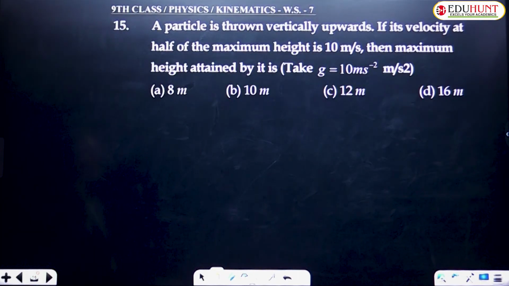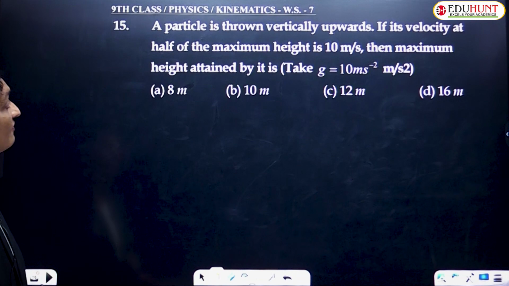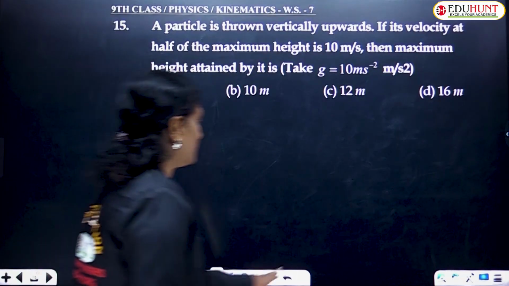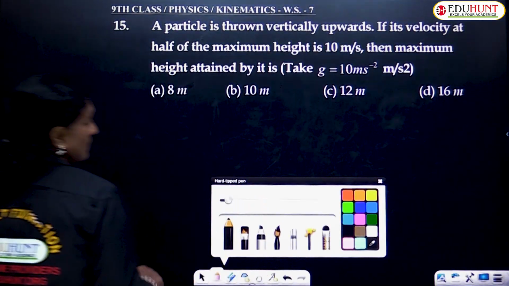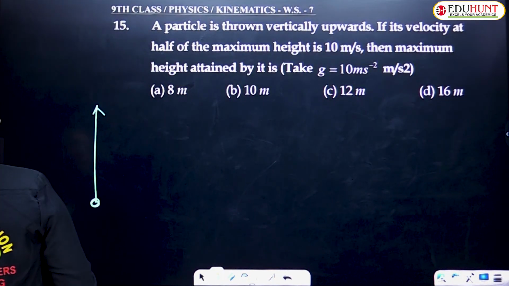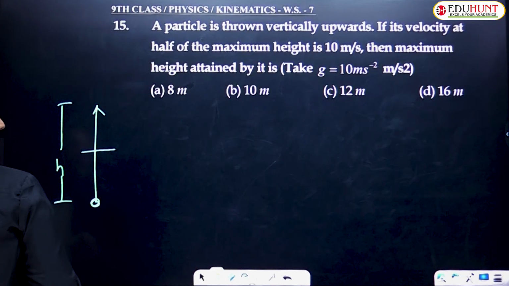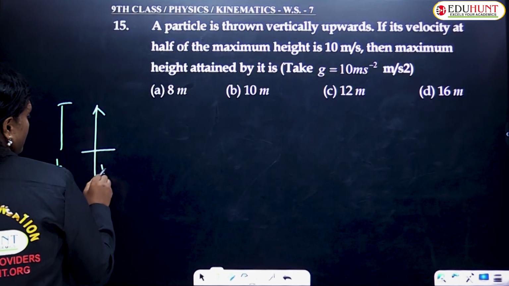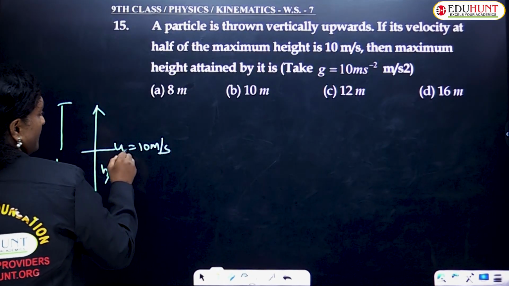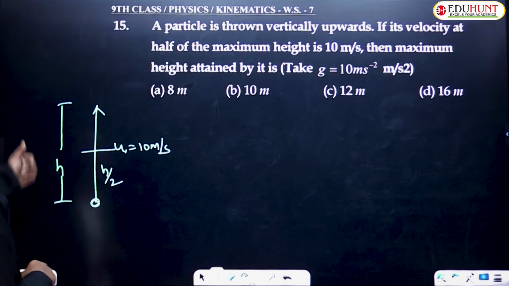Moving to the 15th question: a particle is thrown vertically upwards. If its velocity at half the maximum height is 10 meter per second, let me plot a rough diagram. What is given, children? A particle is thrown vertically upwards. Let us suppose the total height is some h. At half the maximum height, the velocity is given as 10 meter per second. The maximum height attained is what you are asked to find.